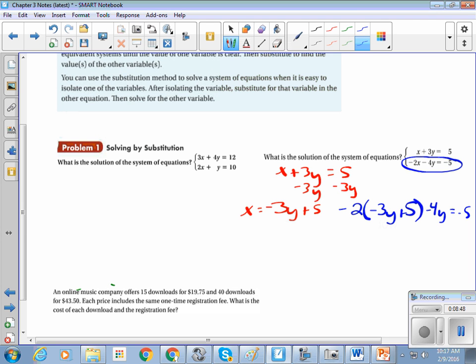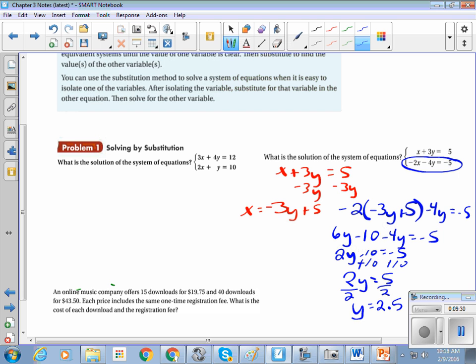Then I'm going to distribute out that 2. Then I'm going to combine like terms. 6y minus 4y is 2y's. Then I'm going to add 10 to both sides. Double check that all my positives and negatives are in the right place. -5 plus 10 is a positive 5. Okay. And then I'm going to divide by 2 at the end of the day. And I get y equals 5/2, or let me write that as 2.5.